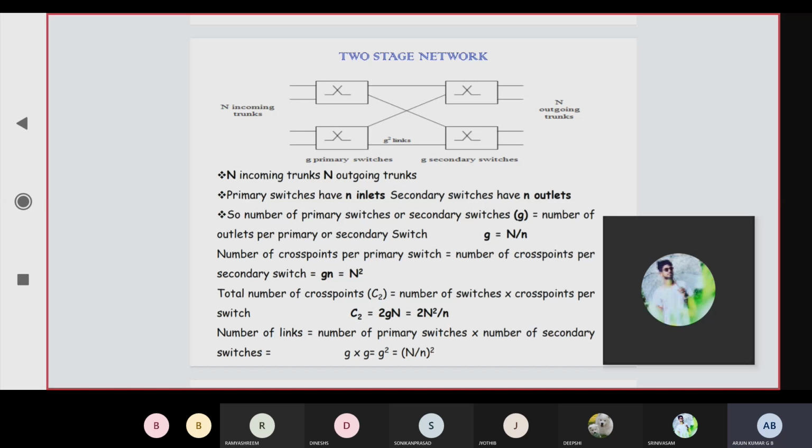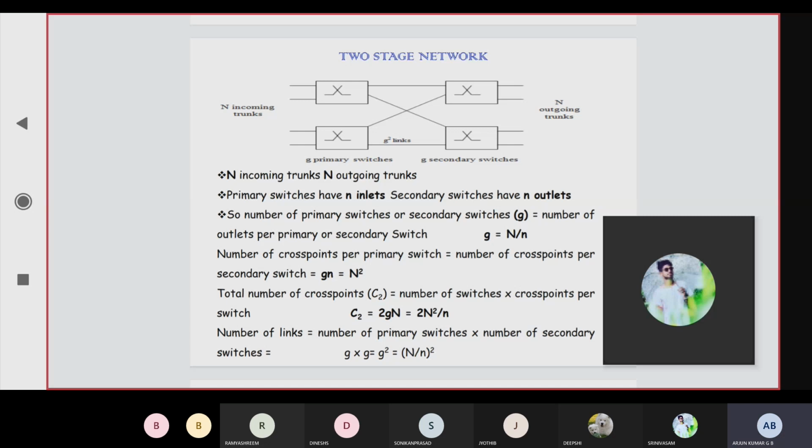The number of primary switches, and also the number of secondary switches, will be represented by G. G is equal to the number of incoming trunks divided by the inlets. That many switches are available in the two-stage network. G is equal to capital N by small n, where capital N is the number of incoming or outgoing trunks and small n is the number of inlets of the primary and secondary switches.